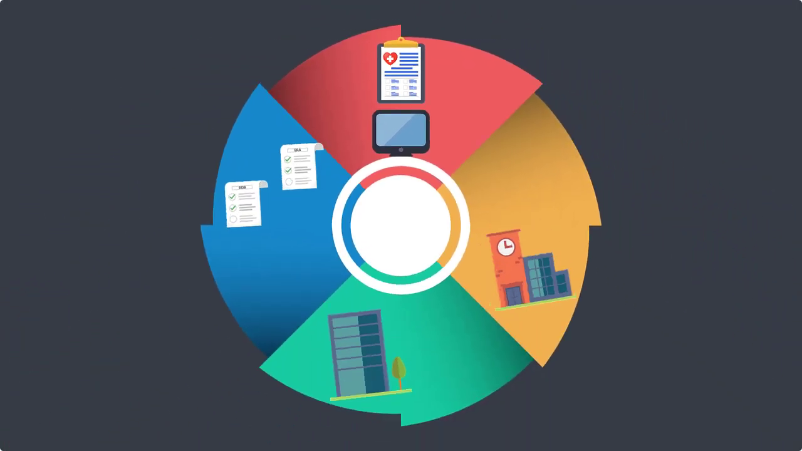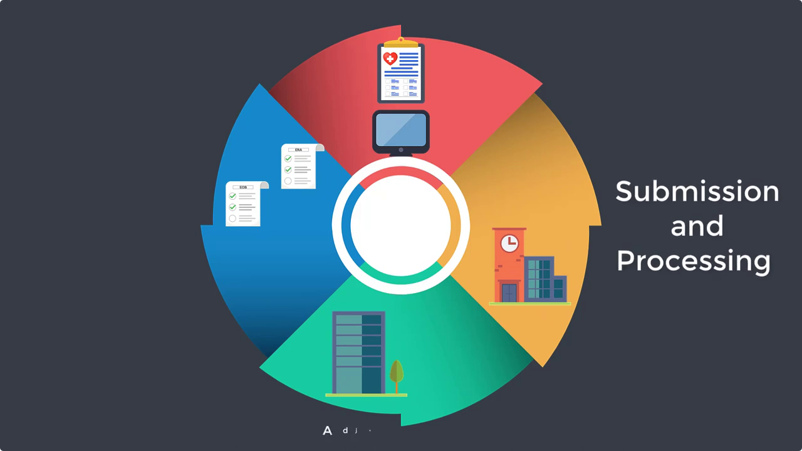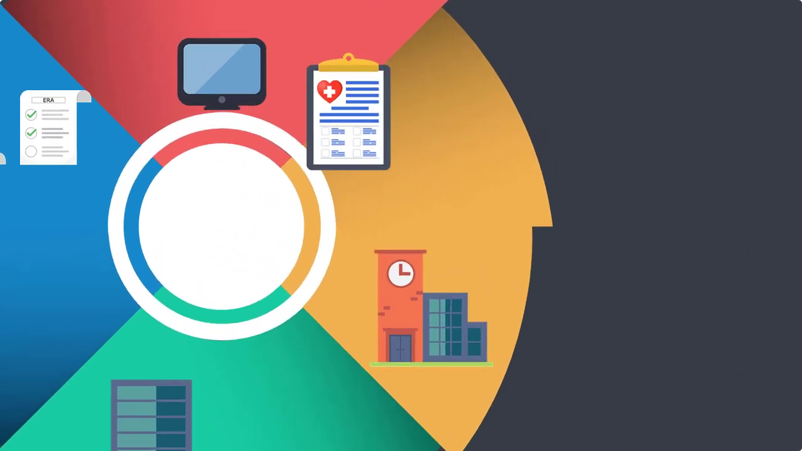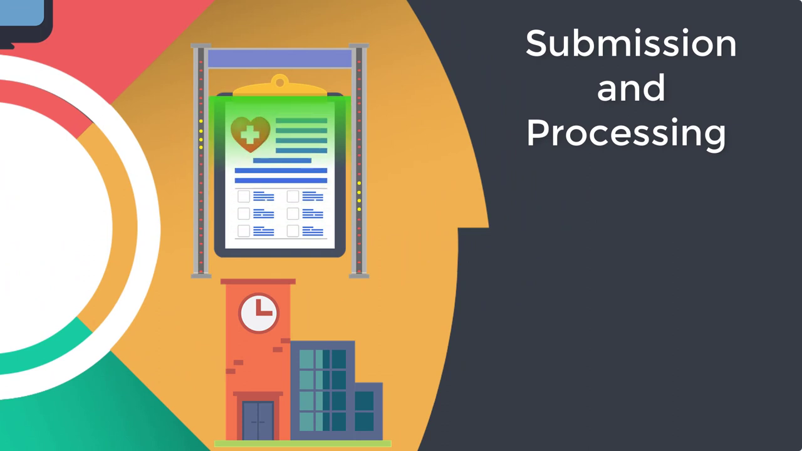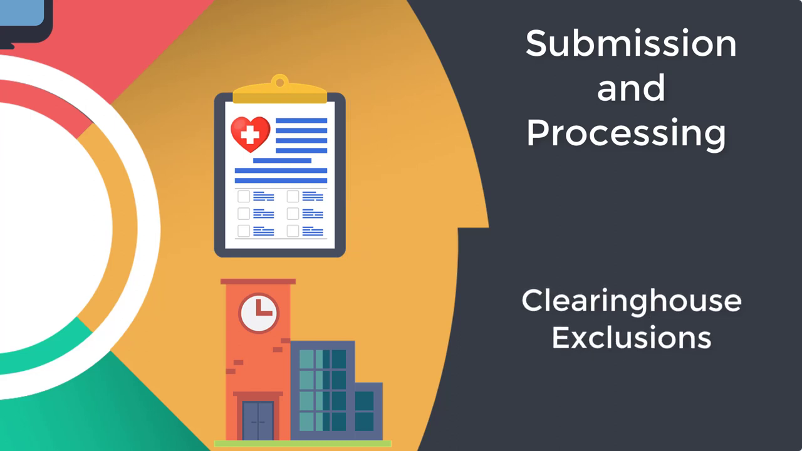There are three basic steps to the life cycle of a claim: submission and processing, adjudication, and payment or denials. The claim can fail during any of these steps. Clearinghouse submission and processing. Should the clearinghouse identify an error, they will reject the claim, preventing it from sending to the payer. These types of rejections are called clearinghouse exclusions.